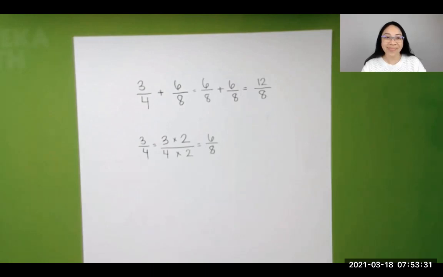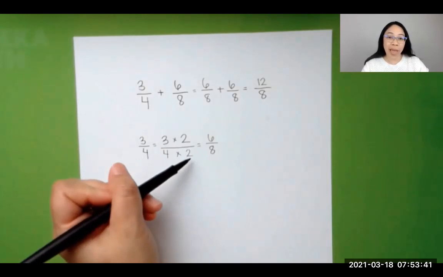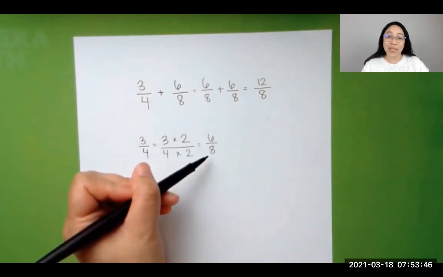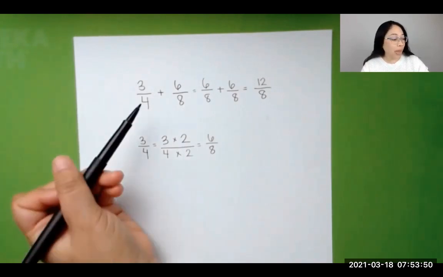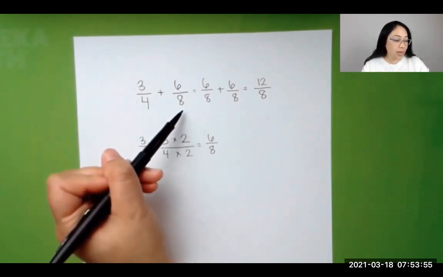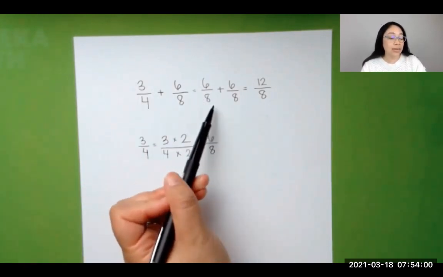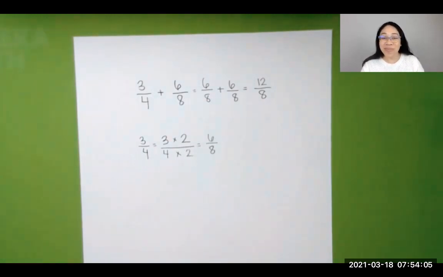Welcome back. How did you solve? Here you can see that I multiplied 3/4 by 2/2, and that equals 6/8. So 6/8 is equivalent to 3/4. I then returned back to the original math sentence, 3/4 plus 6/8. And since I know 3/4 equals 6/8, I rewrote the number sentence as 6/8 plus 6/8, and that equals 12/8.